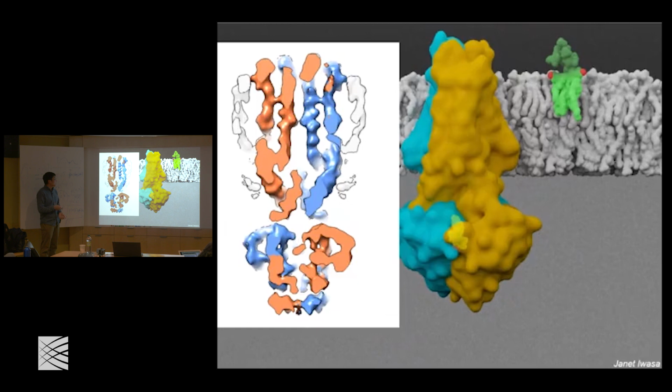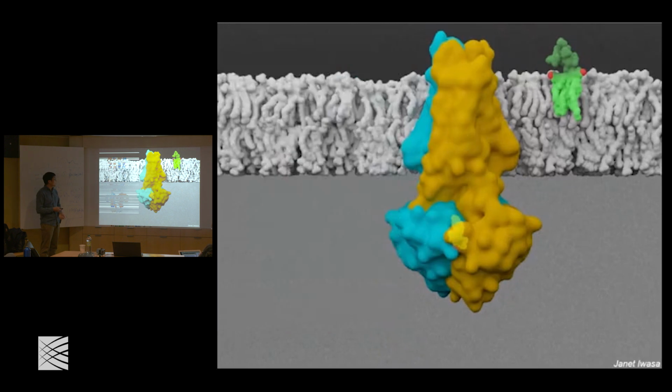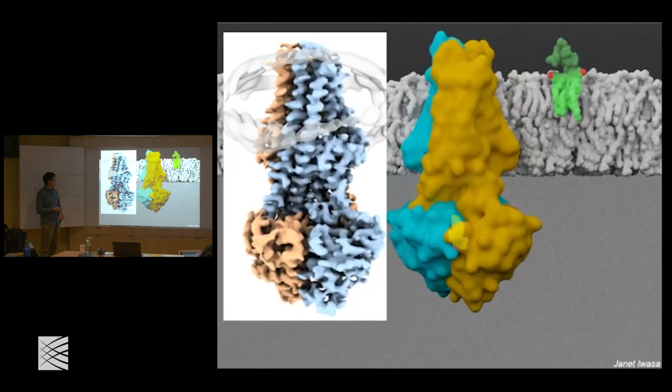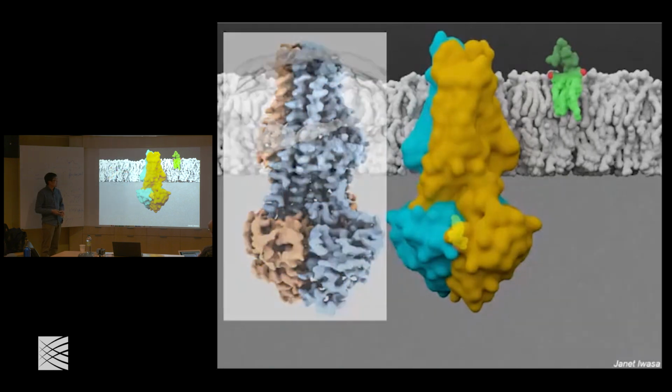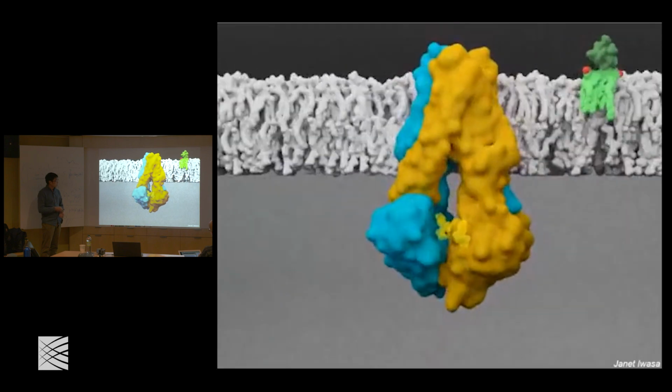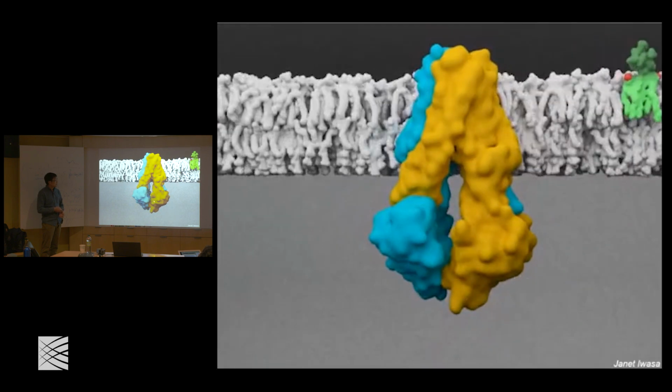After we published this paper, we further improved the resolution of this conformation. Now we can reach about 3.4 angstrom, so we can directly see all the side chains of the helices. And after this, the ATP is hydrolyzed and released, and the protein will reset into the original conformation and get ready for the next cycle.